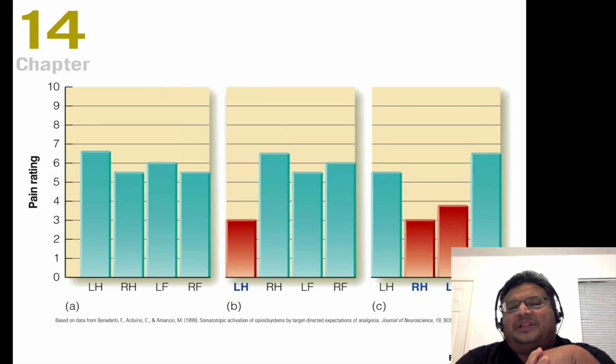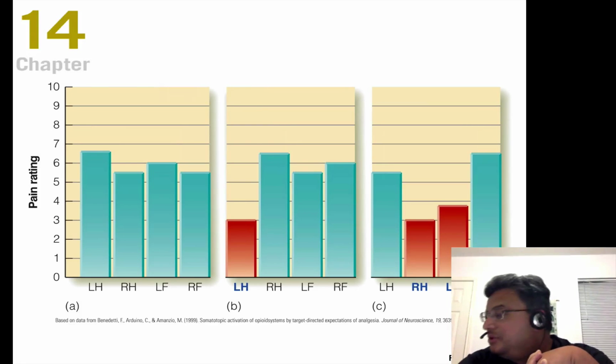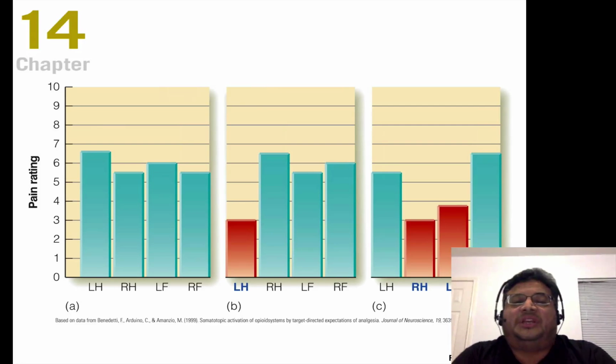And then in graph C, the subjects were told they were going to have a placebo cream put on their right hand and left foot, and then we were going to test it. And sure enough, we got the same results. We were able to decrease the pain in the right hand and the left foot where the placebo cream was placed. And notice this cream wasn't real. It was just a fake cream.